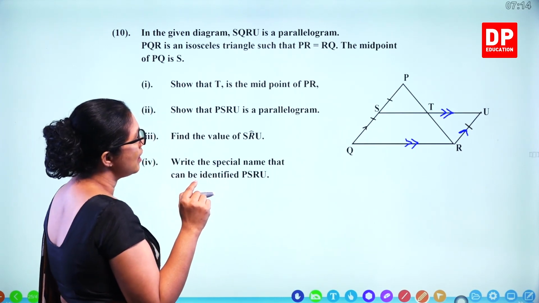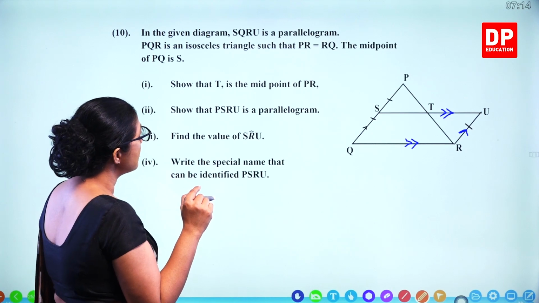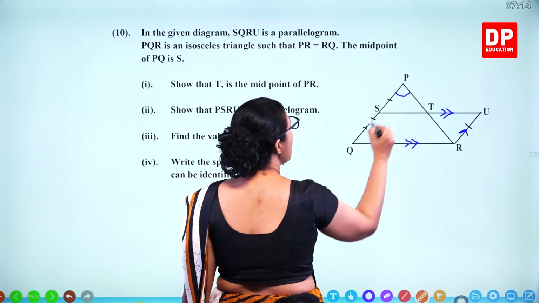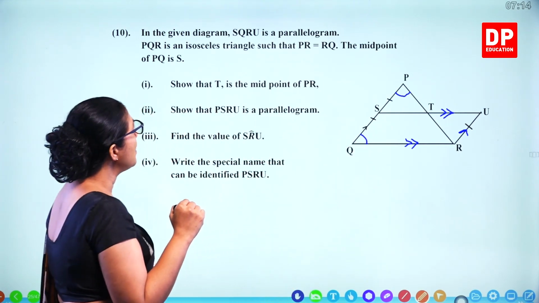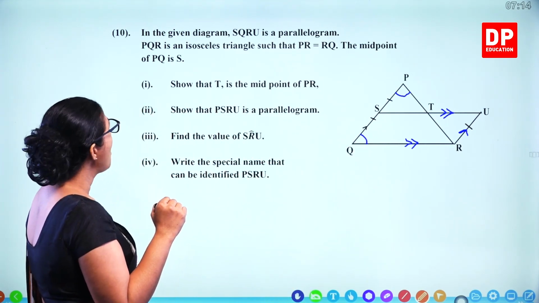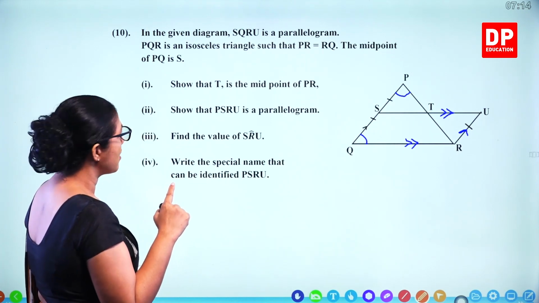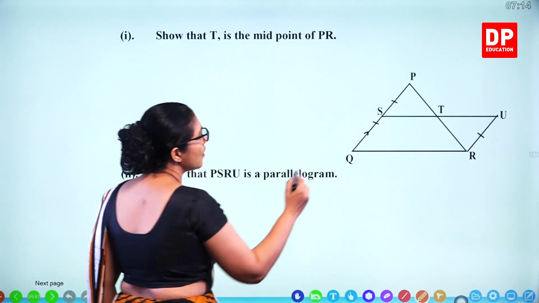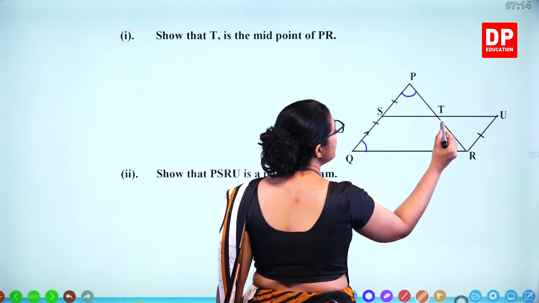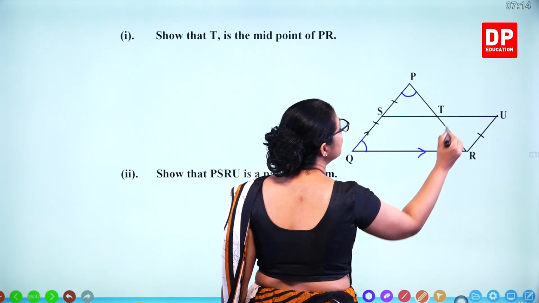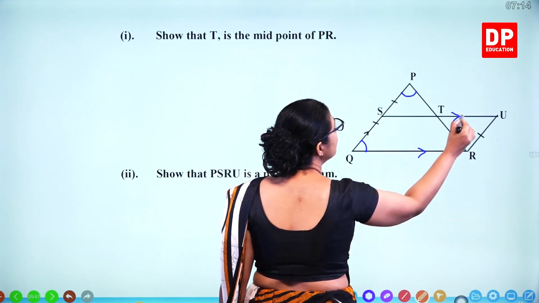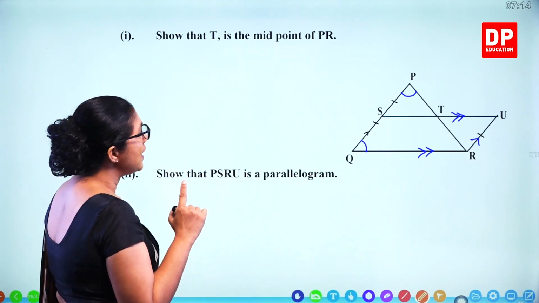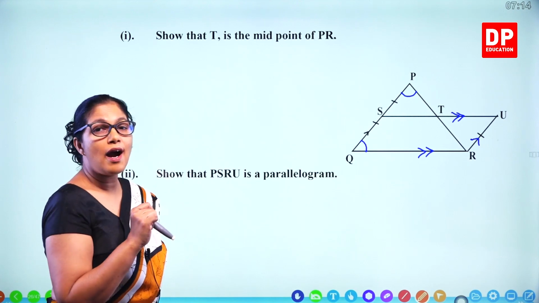PQR is an isosceles triangle such that PR is equal to RQ. So that means this angle and this angle both are equal. The midpoint of PQ is S, already marked. Now we'll do the next part. So I'll mark all these: parallel and equal. Show that T is the midpoint of PR.